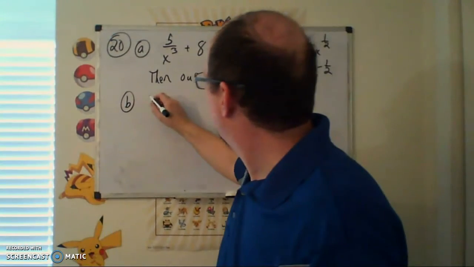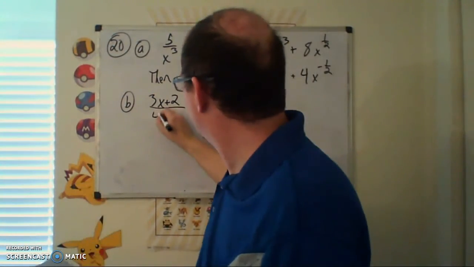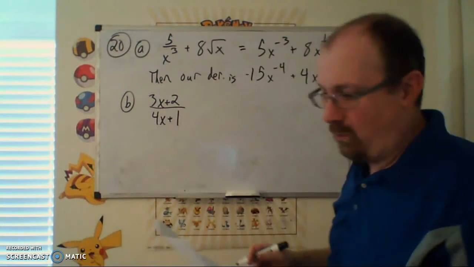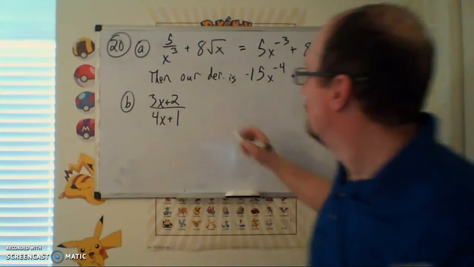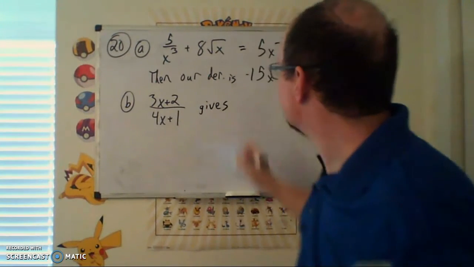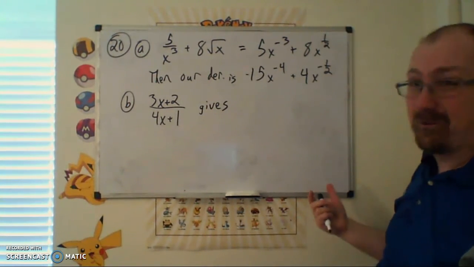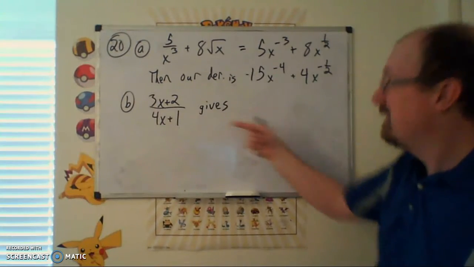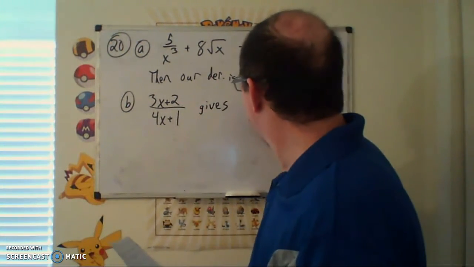Up next, we've got 3x plus 2 over 4x plus 1. That is a quotient. We need to use the quotient rule in order to break this thing down. So for what it's worth, I'm labeling this in parts, even though it's not that way. Your final derivative would be this stuff plus the derivative of this. Hopefully that makes sense. All right.